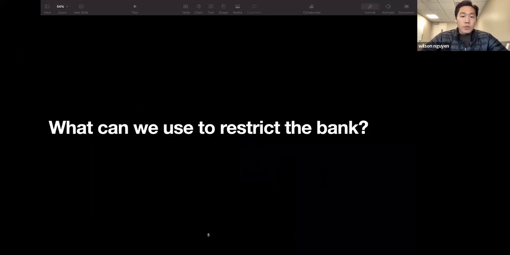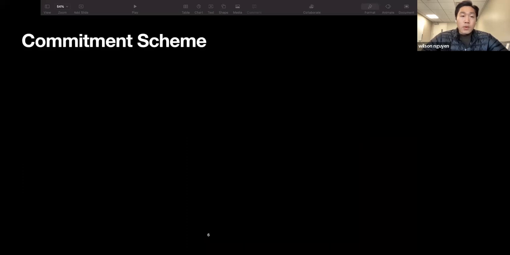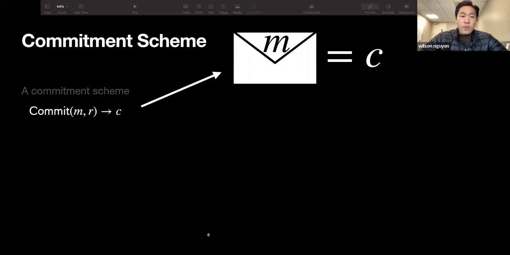So what can we use to restrict the bank to using a single function? So we'll discuss first maybe a related primitive and see whether the structure is something that we want. So a commitment scheme is a pair of algorithms. One, the commit algorithm, which takes in a message and some randomness R and outputs C, a commitment. You can think of these as just binary strings. So imagine the analog is putting a message in an envelope and then having the envelope be the commitment.